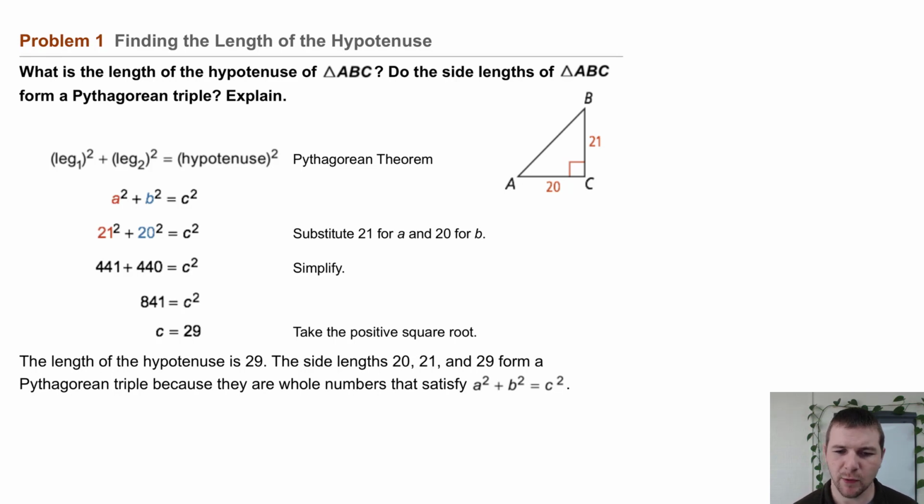The side lengths 20, 21, and 29 form a Pythagorean triple because they are whole numbers that satisfy the equation a squared plus b squared equals c squared.